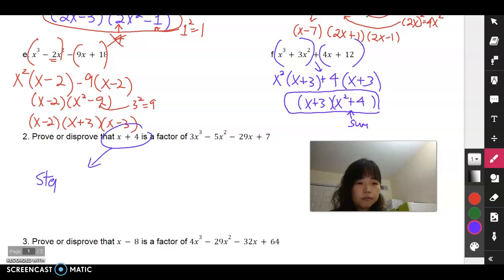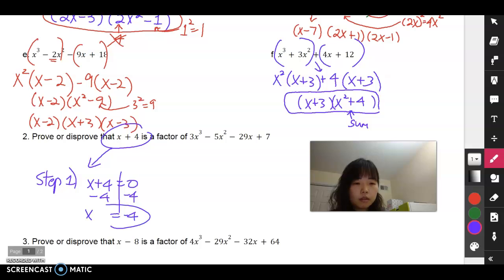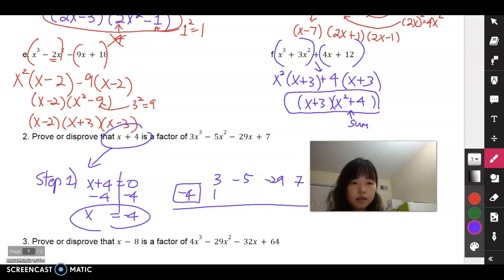Step 1. Don't forget to solve it equal to 0. So we're going to put -4 in the box. 3, -5, -29, 7. Bring it down. 3, multiply, -12, add, -17, multiply, 68.